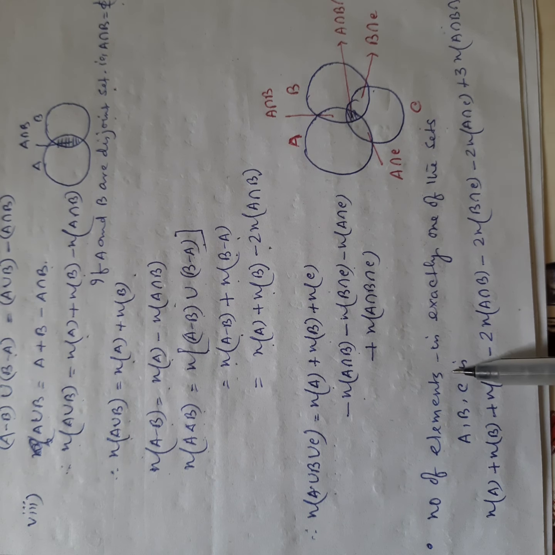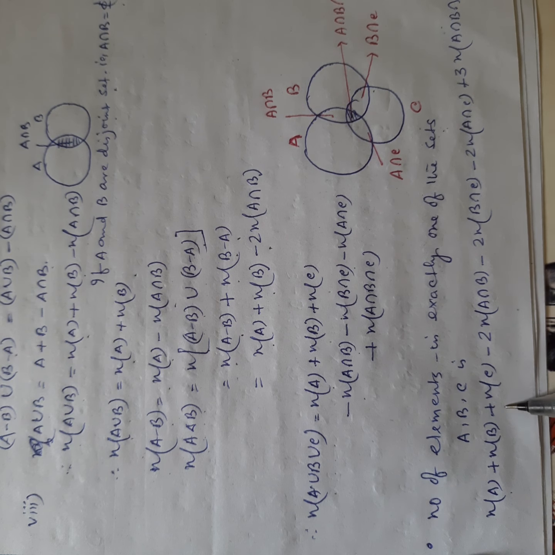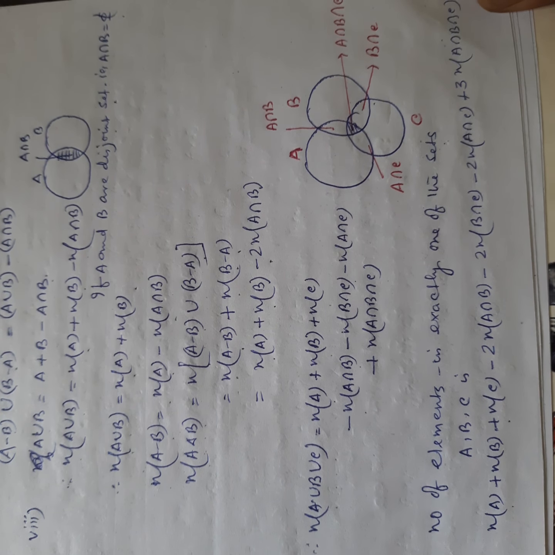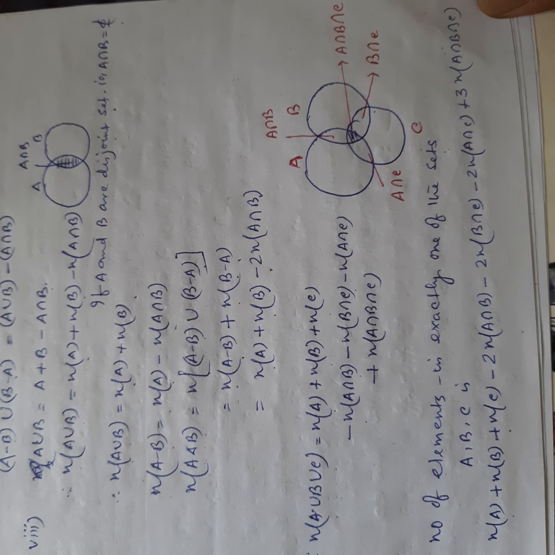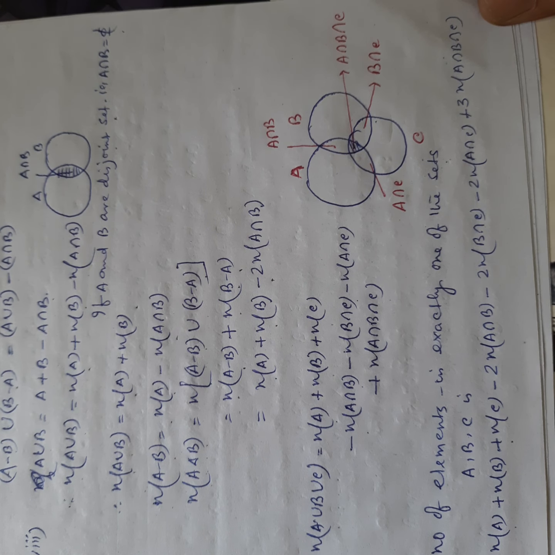The number of elements in exactly one of the sets A, B, C is the cardinal number of A plus the cardinal number of B plus the cardinal number of C minus 2 times the cardinal number of A intersection B minus 2 times the cardinal number of B intersection C minus 2 times the cardinal number of A intersection C plus 3 times the cardinal number of A intersection B intersection C.